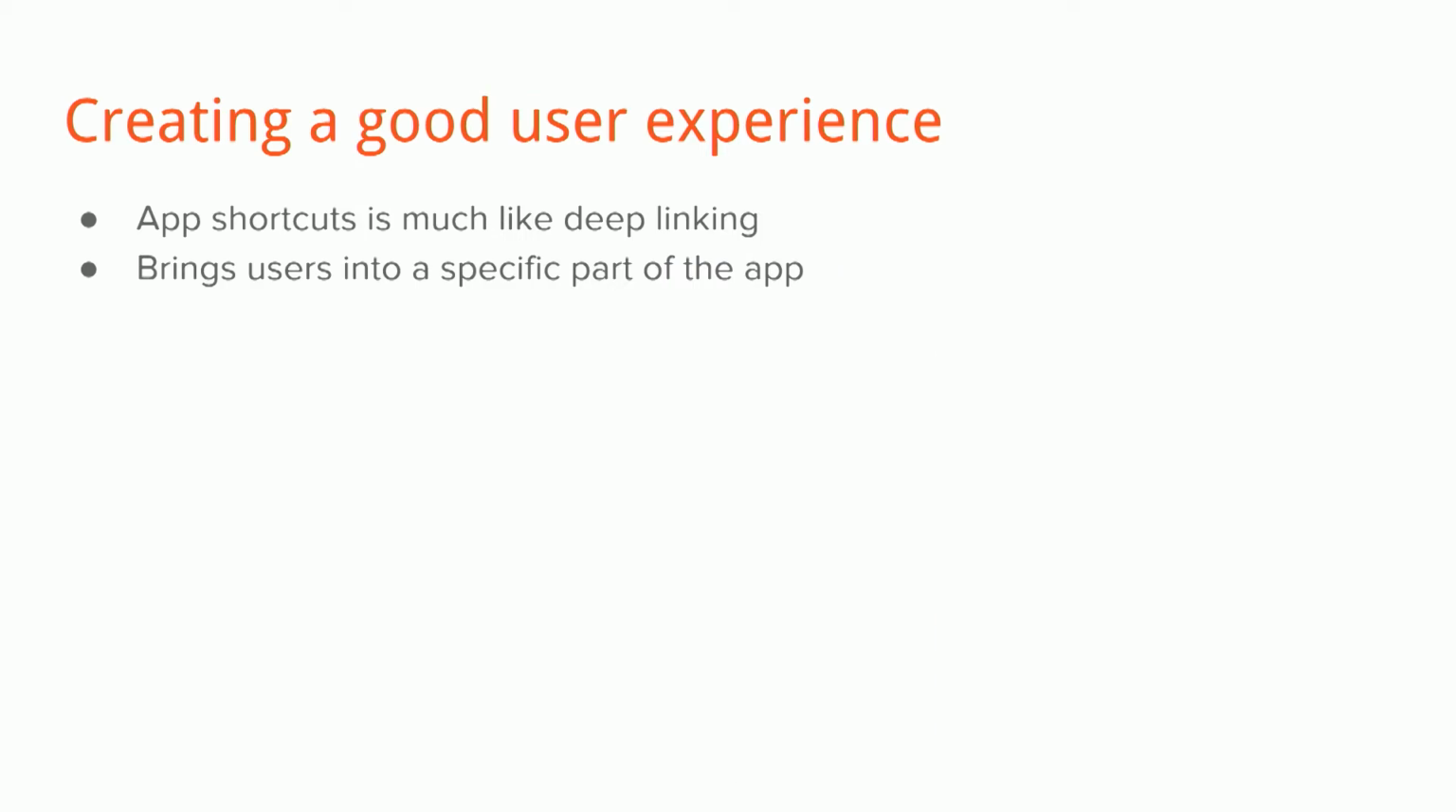So this is great, but the thing to always think about is, even though you're building cool stuff, you always want to still think about the user, right? So we want to create a good user experience. And as you could probably already see right now, app shortcuts is like deep linking. If a user gets a notification and taps on the notification, it's kind of like that, where you deep link them into a specific part of your app, right?